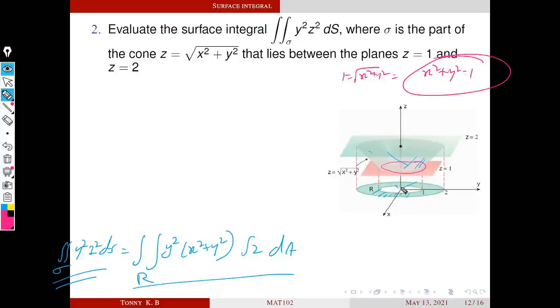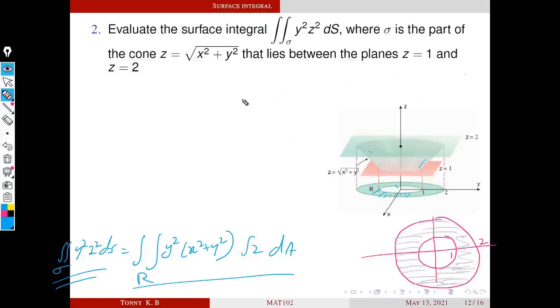Similarly, what about the equation of the outer circle? To find it, we simply substitute z equal to 2 in the cone. So when z equal to 2, this becomes 2 equal to square root of x square plus y square. This gives 4 equal to x square plus y square. So x square plus y square equal to 4 is the equation of the outer circle, a circle with center origin and radius 2. Now it is clear that the region R is the annulus bounded by the two circles, x square plus y square equal to 1 and x square plus y square equal to 4.